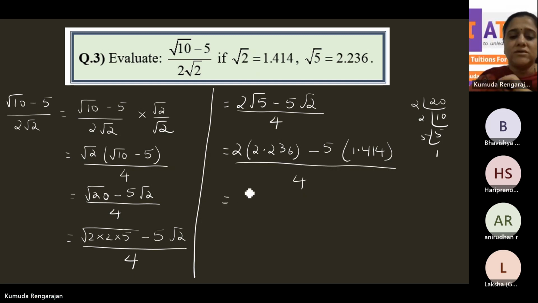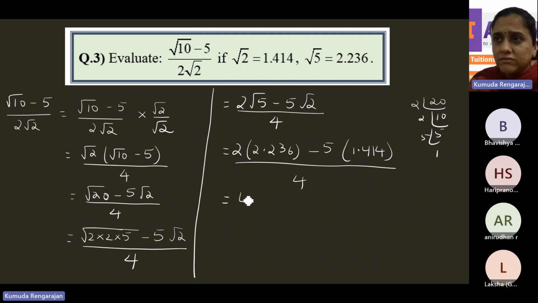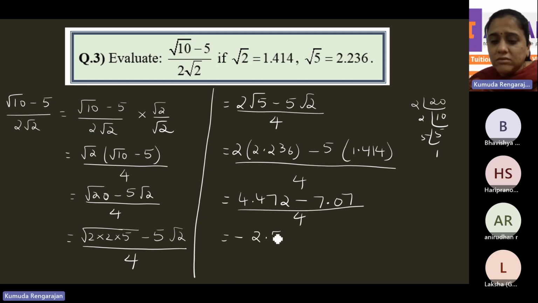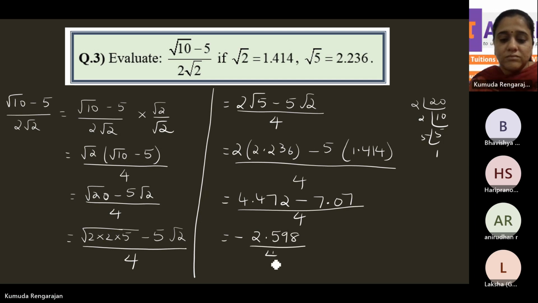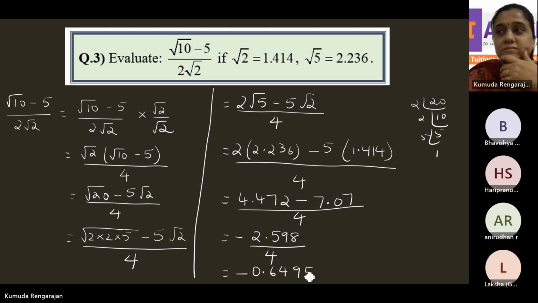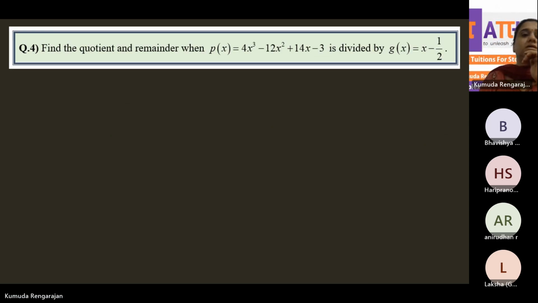What's the product? See your book quickly. 4 point minus then 6, 9. Understand, children? Is it fine here, all of you? Yeah.